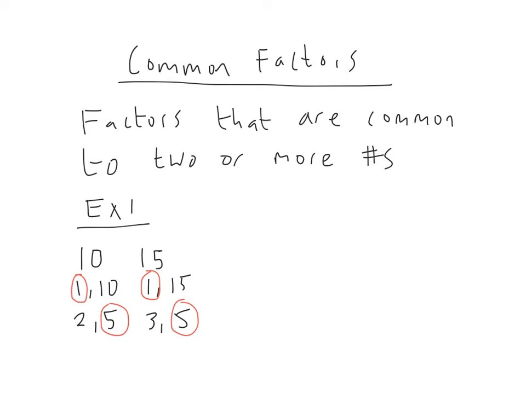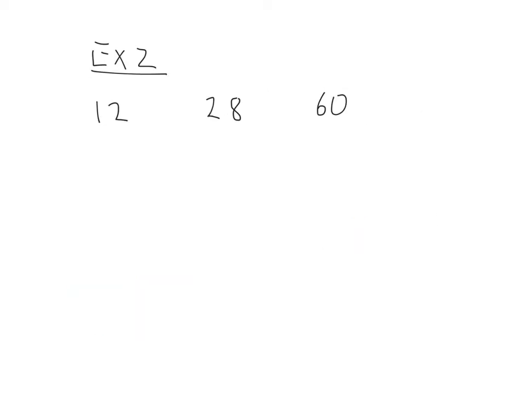There's this thing called greatest common factor, which just means the largest factor that's common to both numbers. So the largest common factor, or the greatest common factor, sometimes it's called the highest common factor, in this case would be 5. Does that make sense? Okay, so this is example 2.